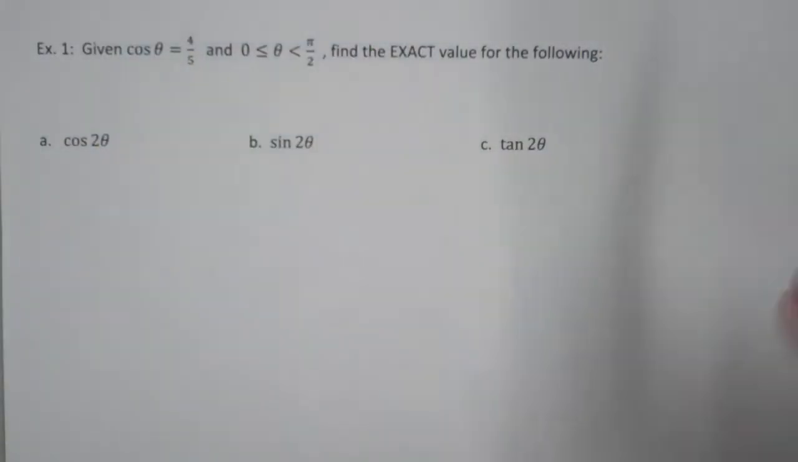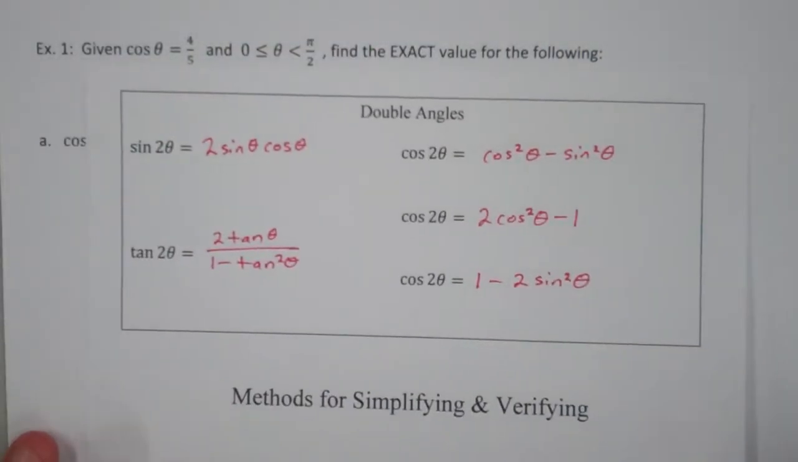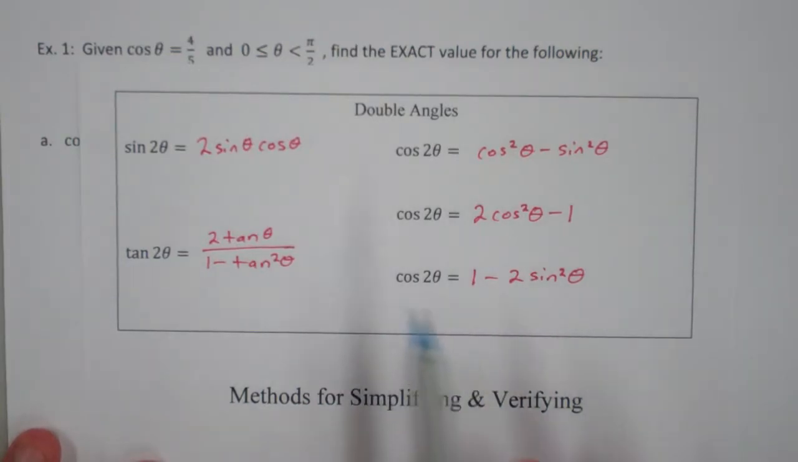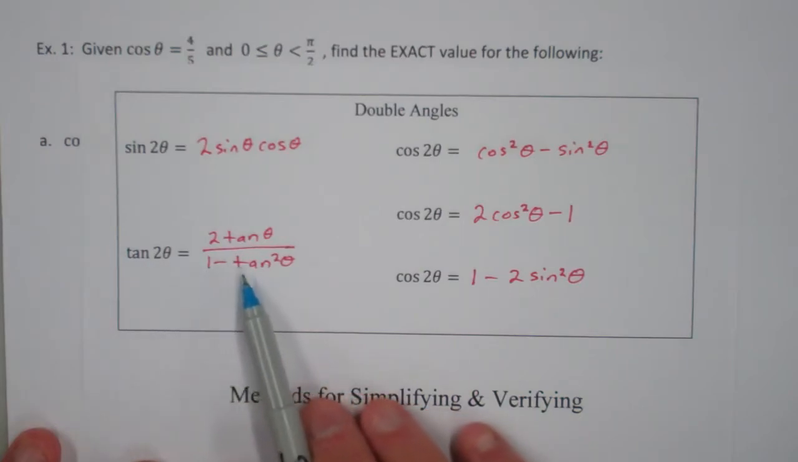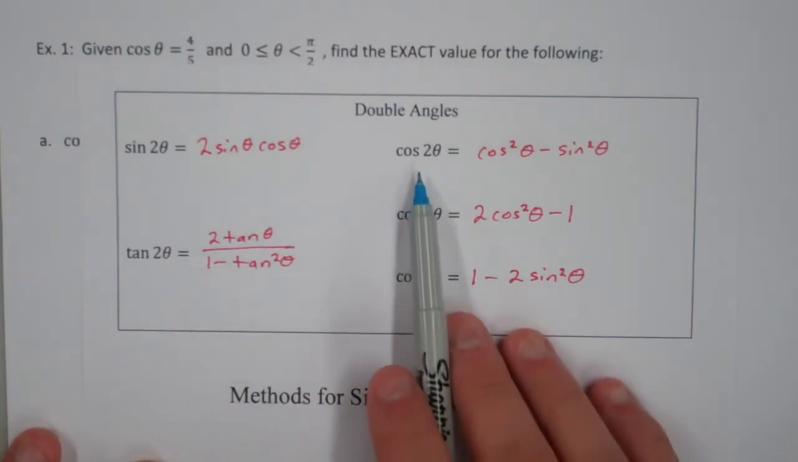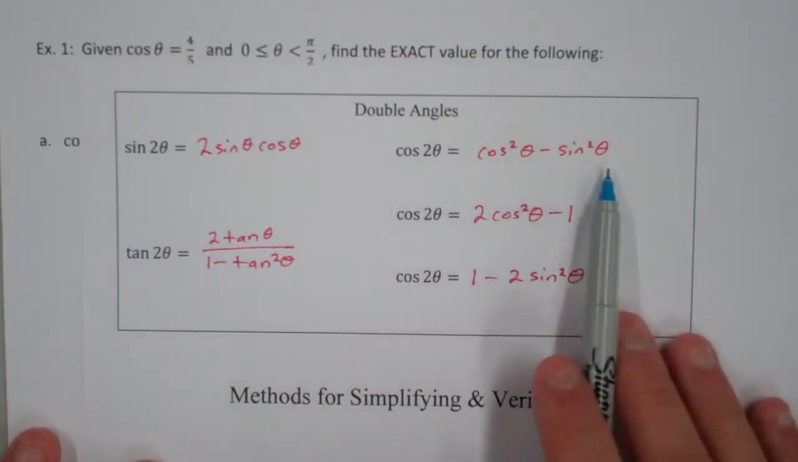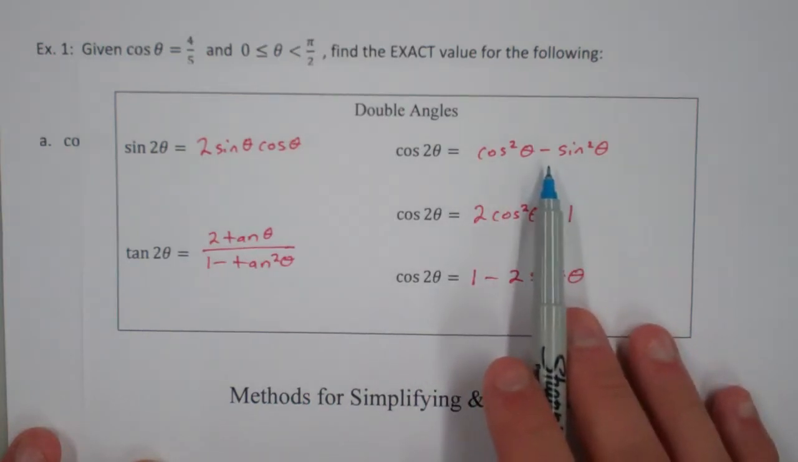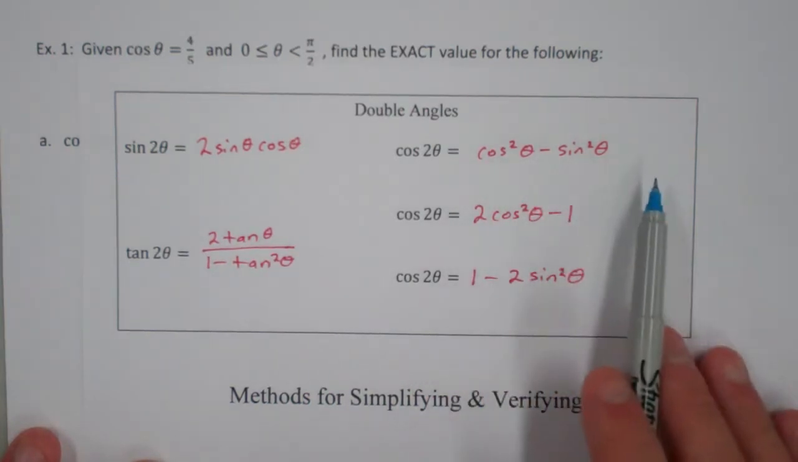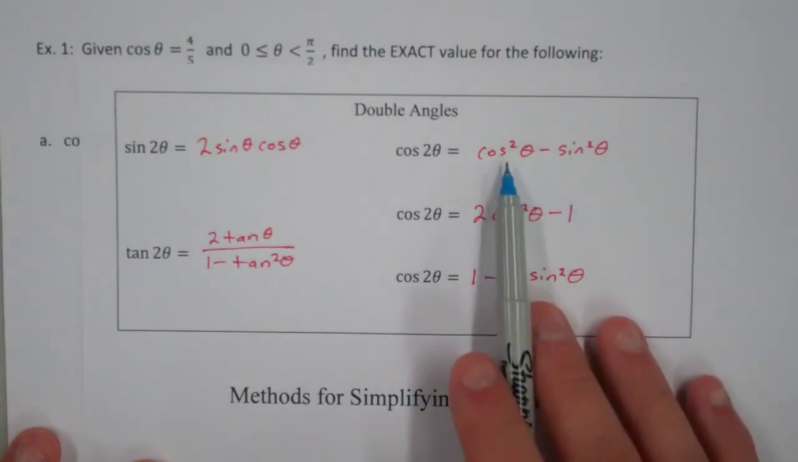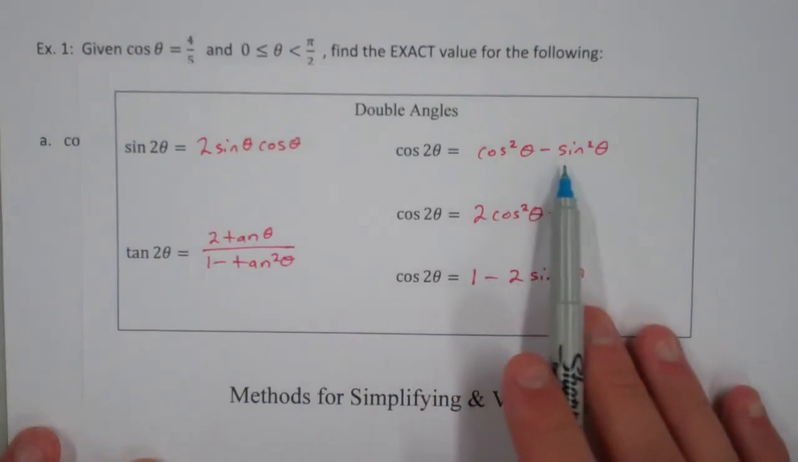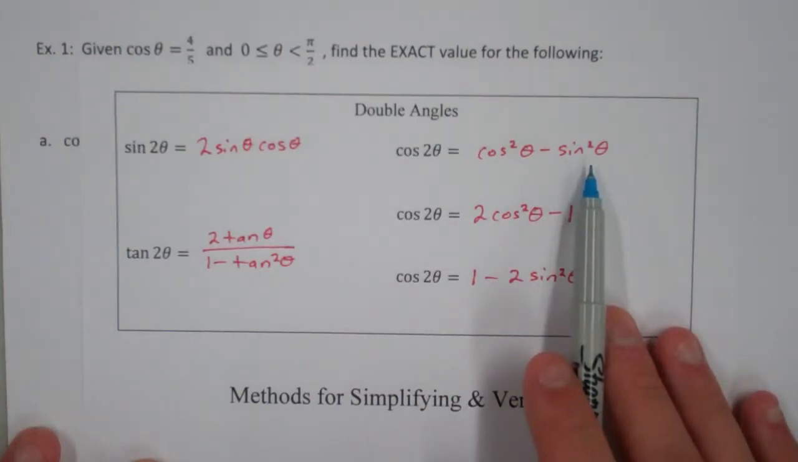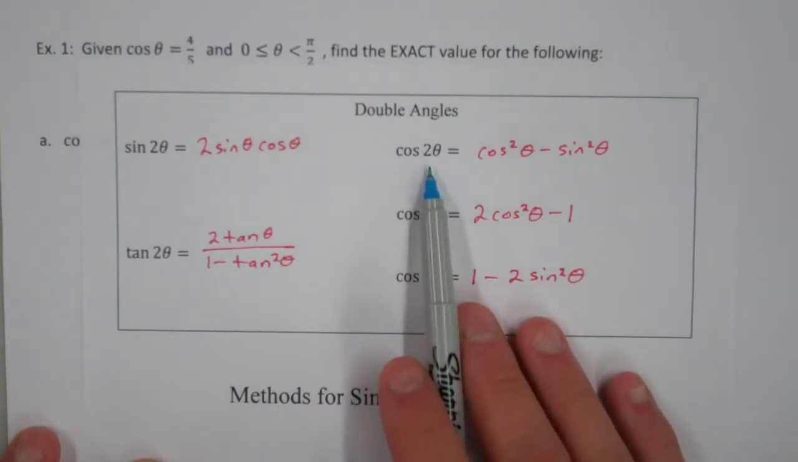Also, and you can pause the video if that was too fast, I want you to write down these formulas. So we've got the sine of 2 theta here, the tangent of 2 theta here, and the basic cosine of 2 theta formula is cosine squared minus sine squared. That's different than the Pythagorean identity. Remember that the Pythagorean identity, cosine squared plus sine squared, is 1. Cosine squared minus sine squared then would definitely not be 1. It's cosine of 2 theta.